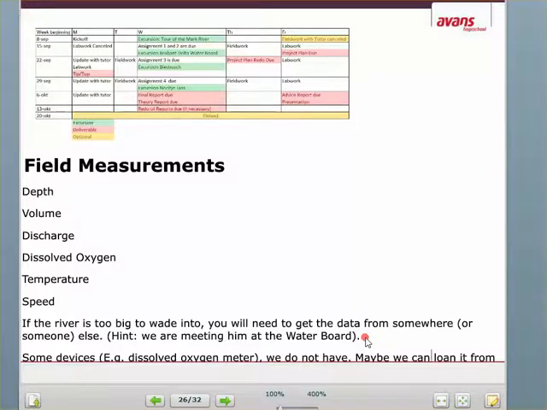And also the dissolved oxygen meter. I said I won't tell you as a hint, but I'm telling you now. You can just borrow a meter from Jaap. We'll see him next Wednesday. He's a nice guy.